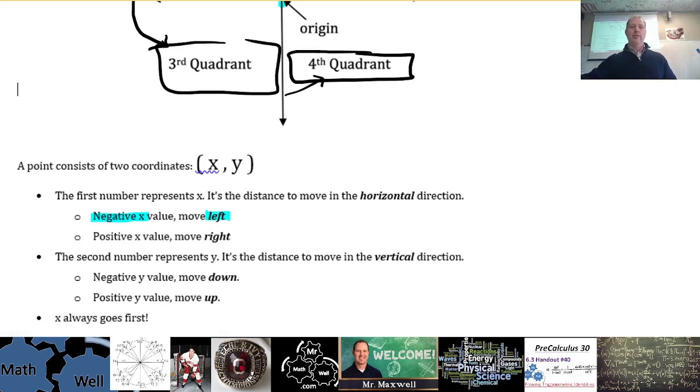So negative x, you move left. Super important. So we always start at the origin, always start here, and if I have a negative x value, that means I have to move left, however many units that number is. If it's positive, then I go the other direction and I move to the right. Okay, so a positive x moves right. And again, this is how we find a point or place a point on the Cartesian plane. We have to obey the coordinates there.